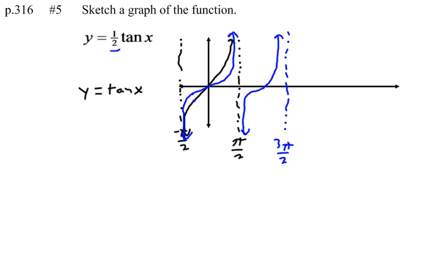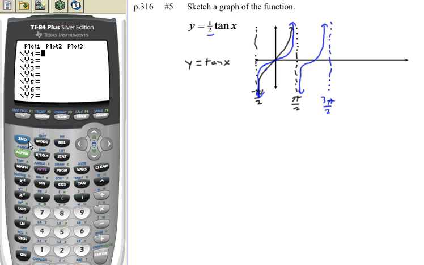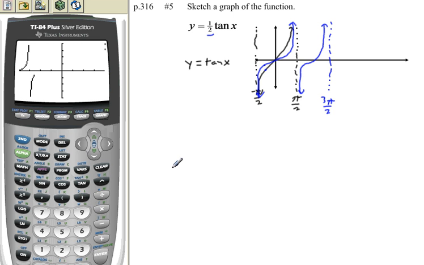Now we can verify this graph by taking a look at the same graph on our calculator. We'll press y equals, and we'll start with, I'll put it in parentheses, 1/2, close those parentheses, and type times the tangent of x. And if I graph that, I see those curves approaching those asymptotes. It does go through the origin, but our graph looks very similar to the graph we sketched by hand.